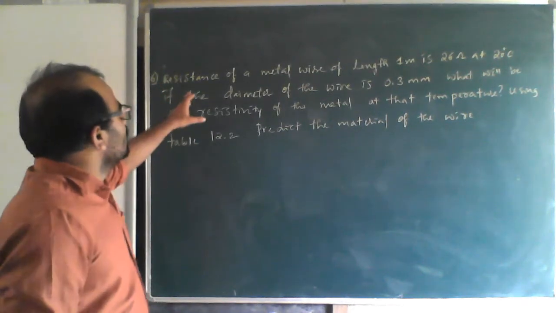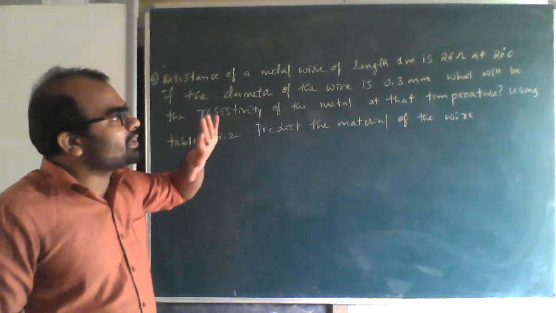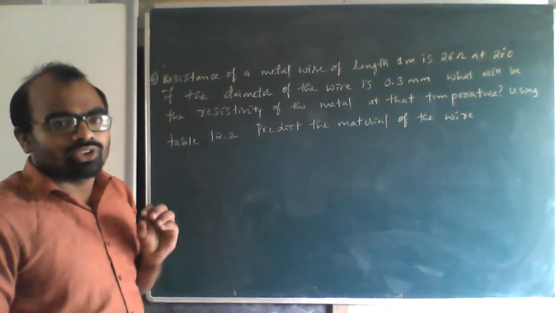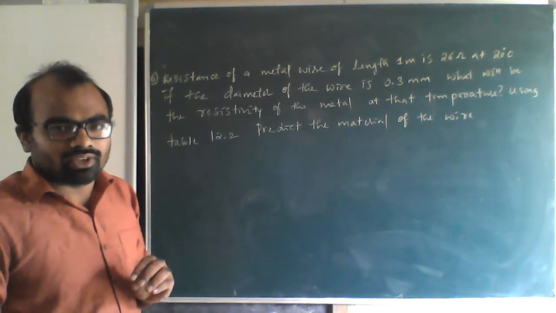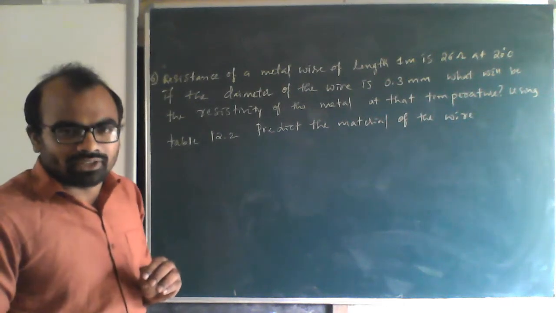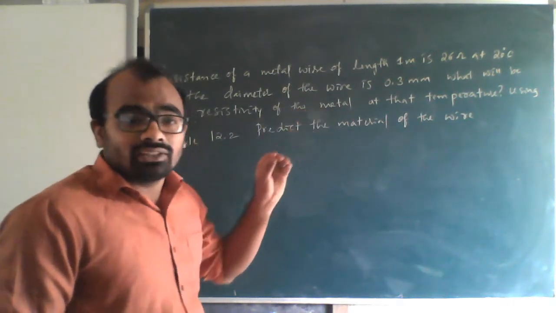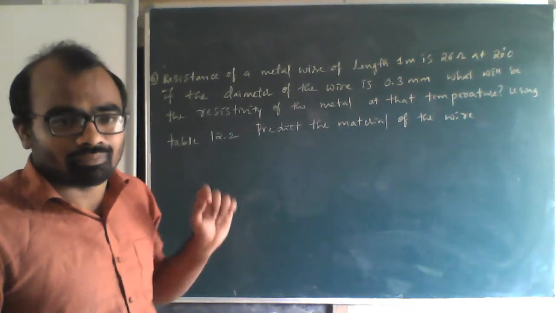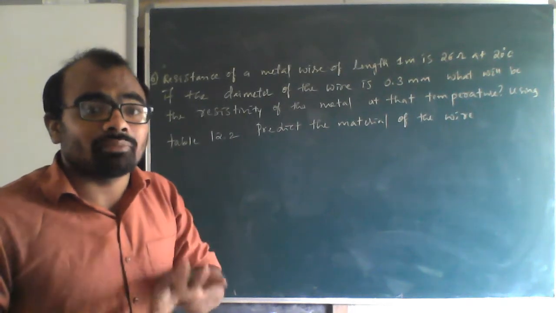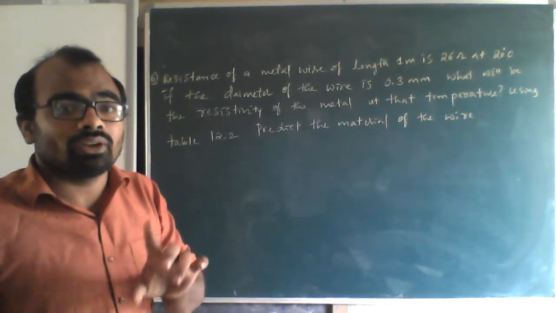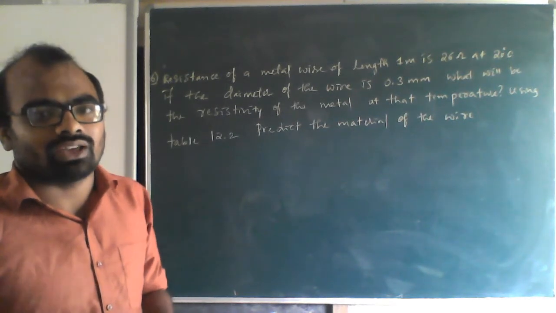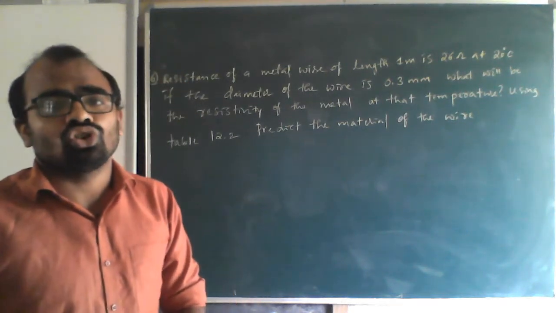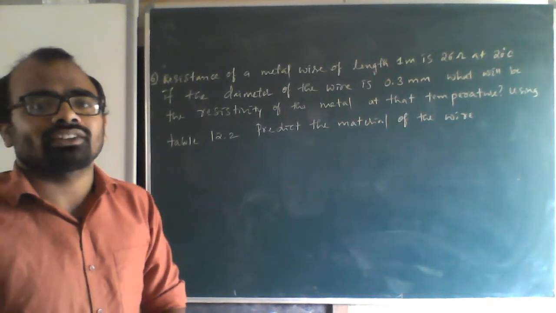Resistance of a metal wire of length 1 meter is 26 ohm at 20 degrees Celsius. They have given you the resistance of one metal wire whose length is 1 meter at 20 degrees Celsius. If the diameter of the wire is 0.3 mm, they have given us the diameter also. What will be the resistivity of the metal at that temperature? They asked to find the resistivity. Resistivity means rho.